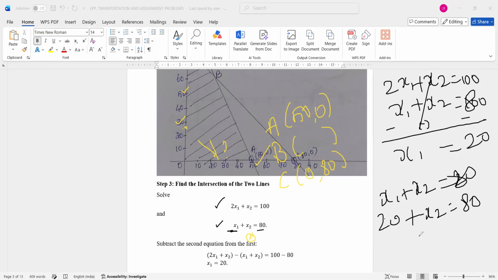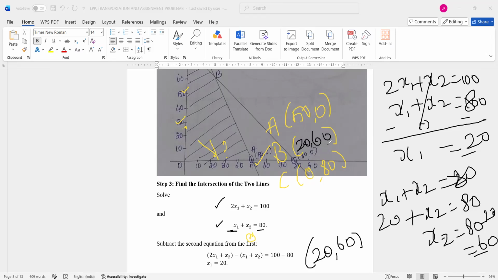X2 is equal to 80. So now x2 is equal to 80 minus 20, which is 60. So my value will be x2 60, x1 20. So 20 comma 60. Okay, now these are the three points we got.